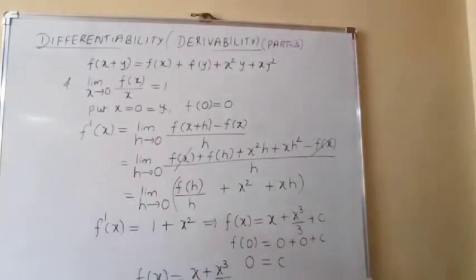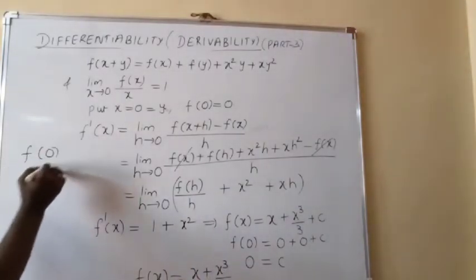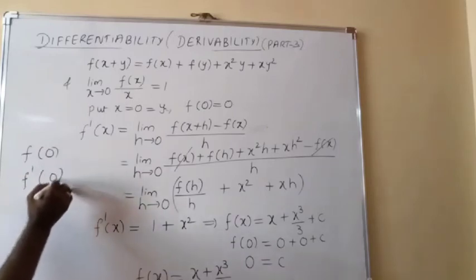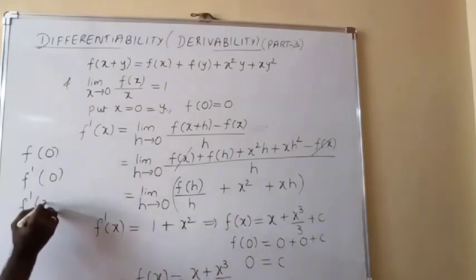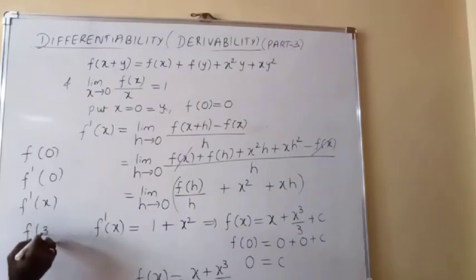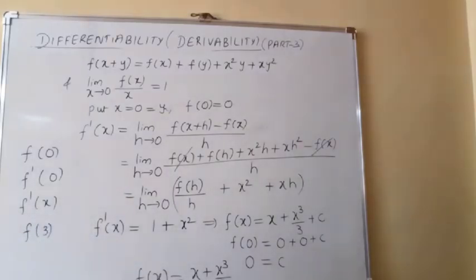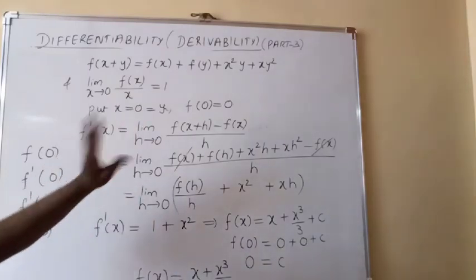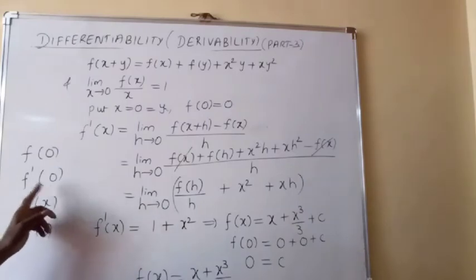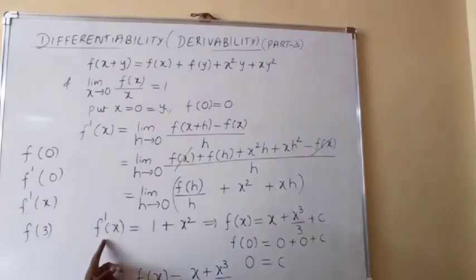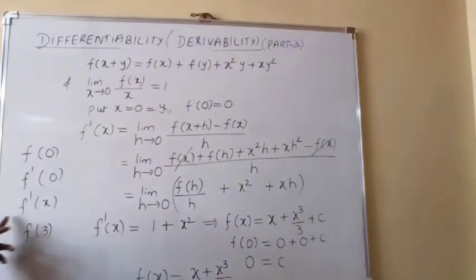So now you calculate f of 0 value, f dash of 0 value, f dash of x value, f of 3 value. To get f of 0, put x is equal to 0 here. Already we got f of 0 is 0. And to get f dash of 0, put x is equal to 0 in f dash x. Already we got f dash x. To get f of 3, put x is equal to 3 in f of x. Over now.